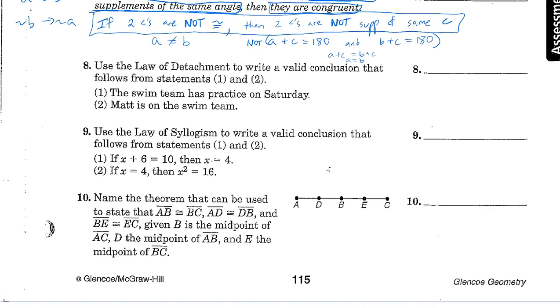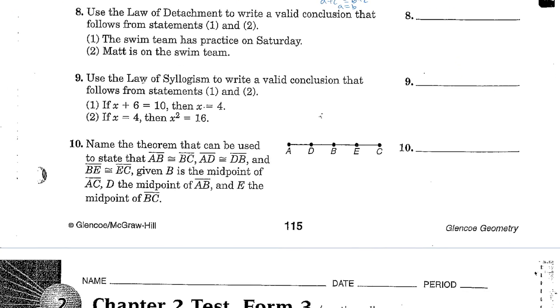Okay, use the law of detachment to write a valid conclusion. So law of detachment is saying if I have A implies B and I'm given a fact, then for that example, that fact, we know B must be true because it literally slides from A to B. So the swim team has practice on Sunday and Matt is on the swim team. That means Matt has practice Sunday.